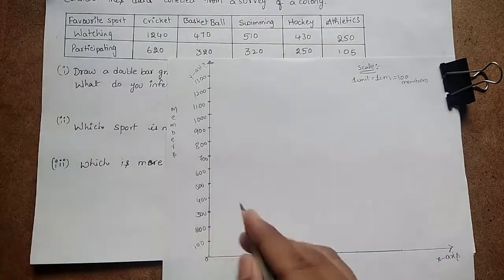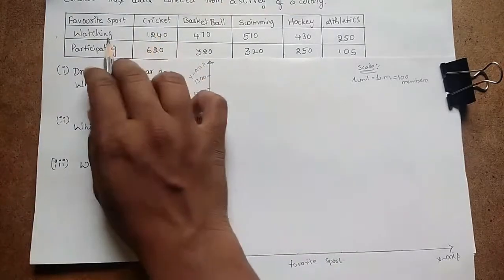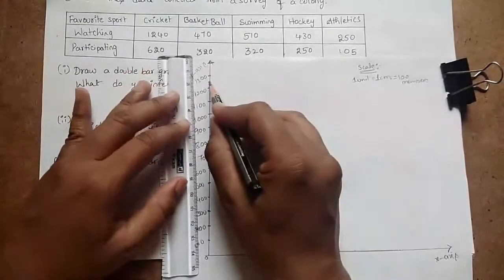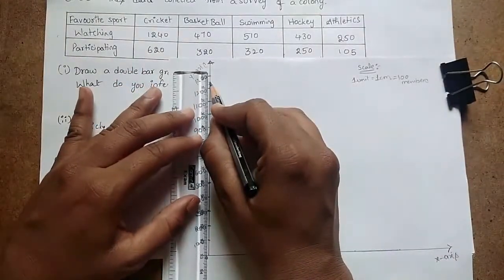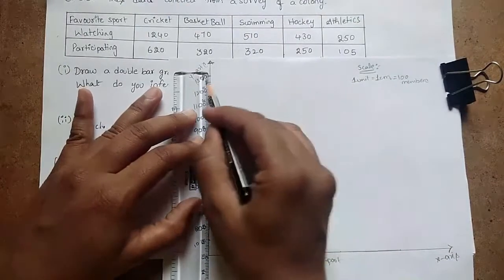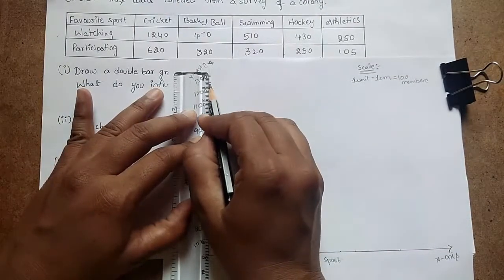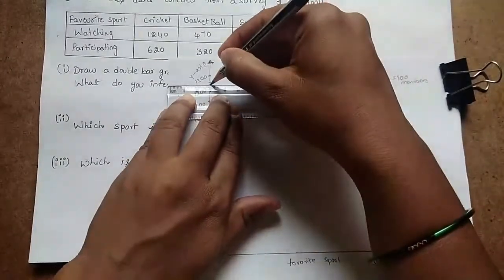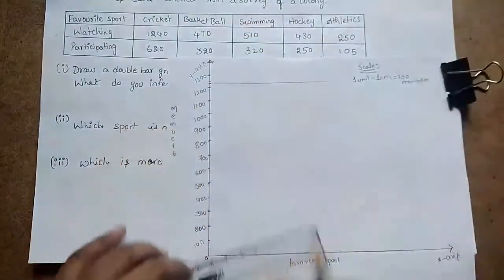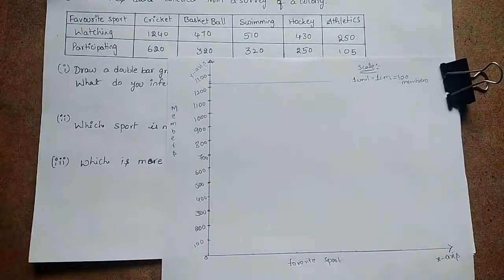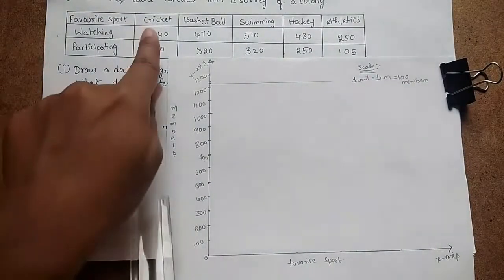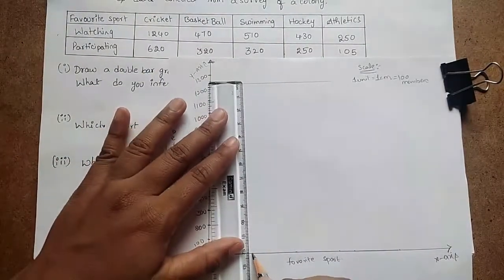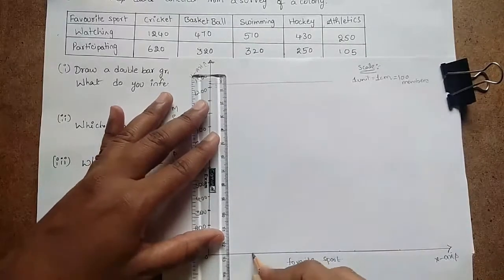Say here, cricket watching is 1240. Here the midpoint of 1200 is at 5, so I am marking 1 centimeter like this. This is 5 and 4 centimeters is this. Make sure it is a small, faint line, because it is only for our bar graph purpose and we can erase it easily. Next take 1240. So this is our point.